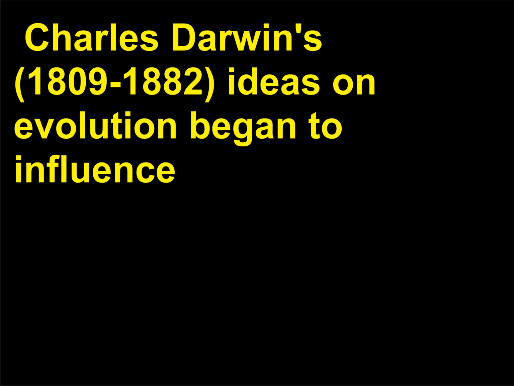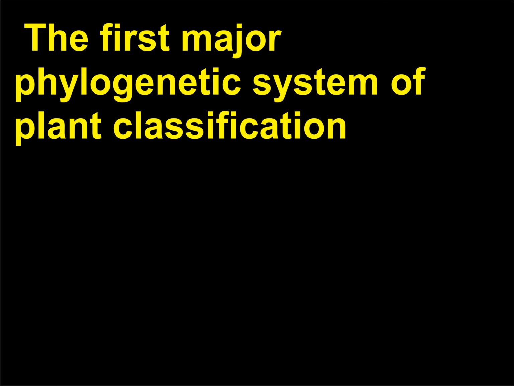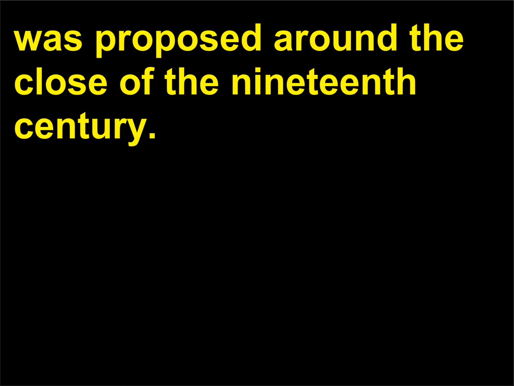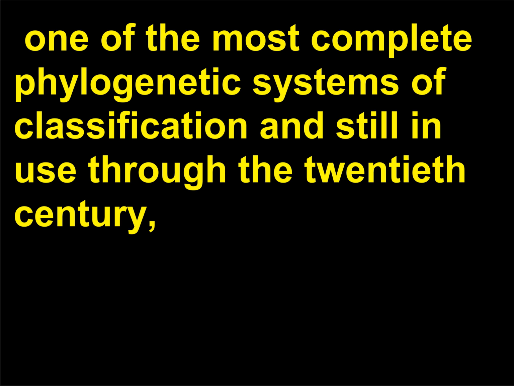Charles Darwin's, 1809 to 1882, ideas on evolution began to influence systems of classification during the late 19th century. The first major phylogenetic system of plant classification was proposed around the close of the 19th century. Die Natürlichen Pflanzenfamilien, the natural plant families, was one of the most complete phylogenetic systems of classification and still in use through the 20th century.